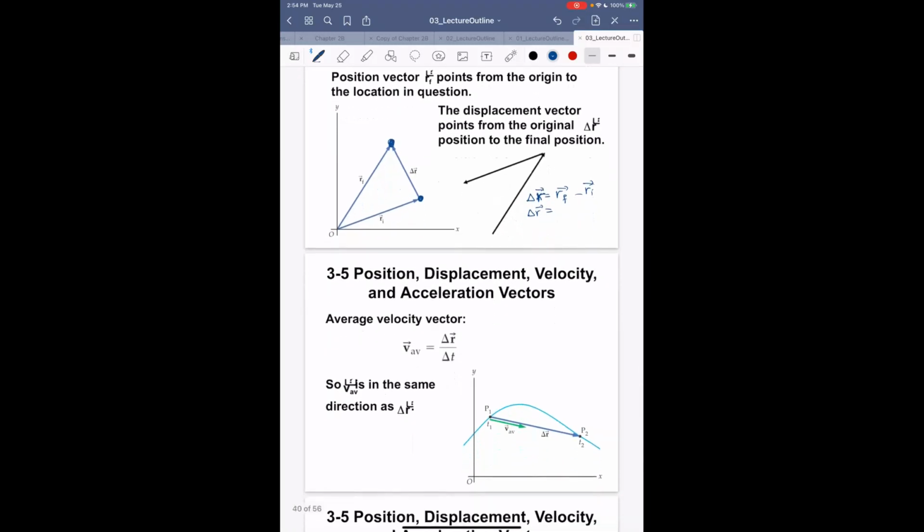Here also working with the average velocity vector, where I have delta R here, and then because V average is delta R over delta T, okay, it's going to have the same direction as delta R because delta T is a scalar.